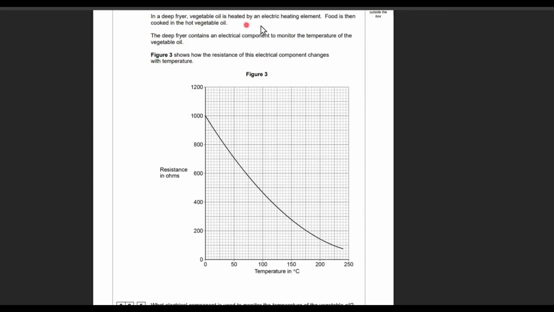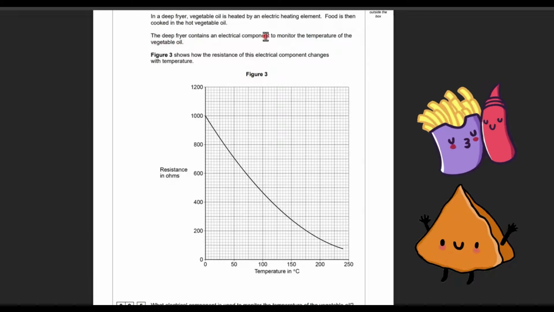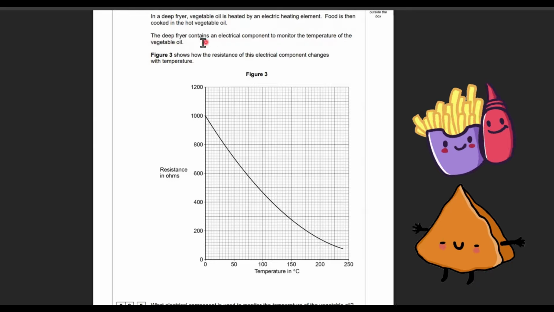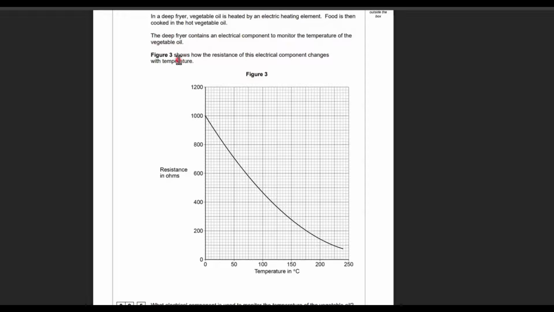In a deep fryer, vegetable oil is heated by an electric heating element. Food is then cooked in the hot vegetable oil. Oh, fried chips, lovely. Or samosas, they're pretty good too. The deep fryer contains an electrical component to monitor the temperature of the vegetable oil. Figure 3 shows how the resistance of the electrical component changes with temperature. So we've got resistance on what we call the y-axis, and on the x goes across. Think of a cross is an X, sort of, goes across. That is that axis. We've got the temperature.